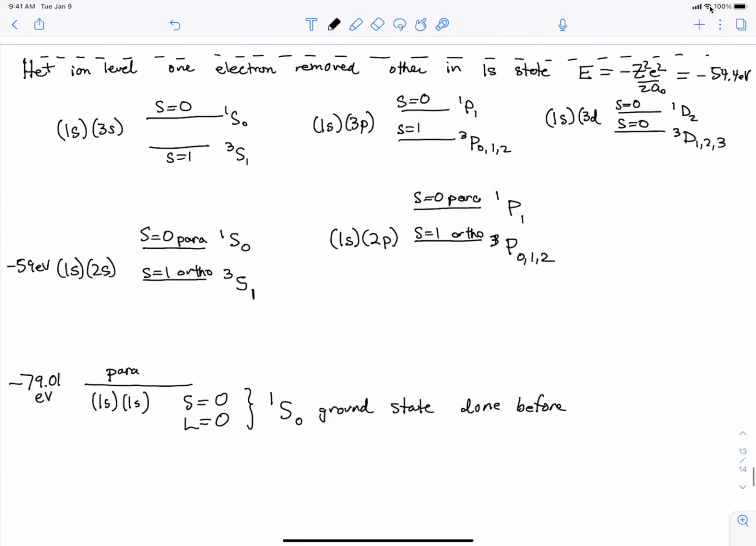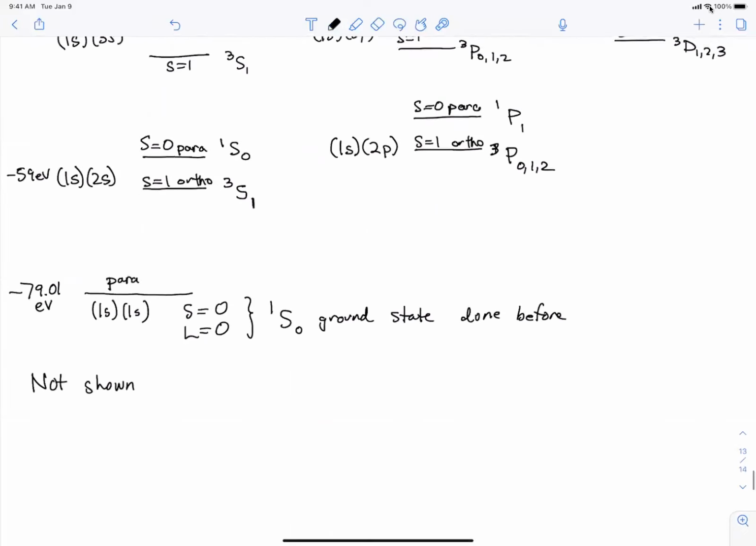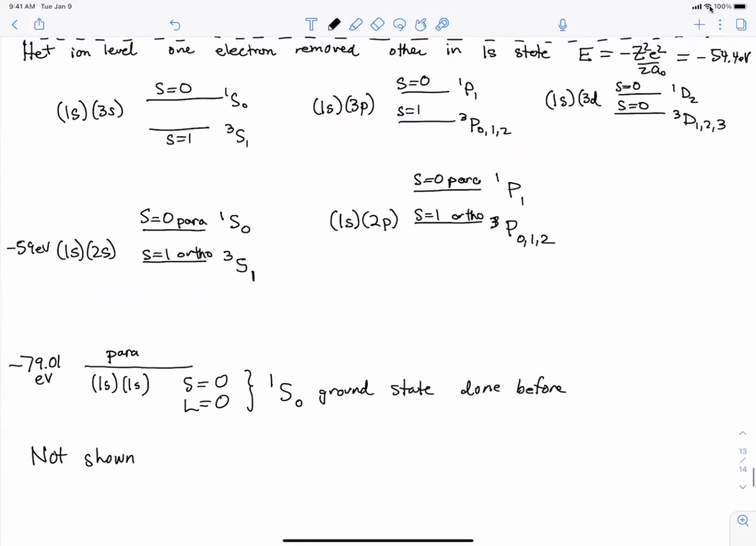And then you can keep doing that. Not shown are, for example, 1s4s, 1s4p, 1s4d, and now I can have 1s4f.